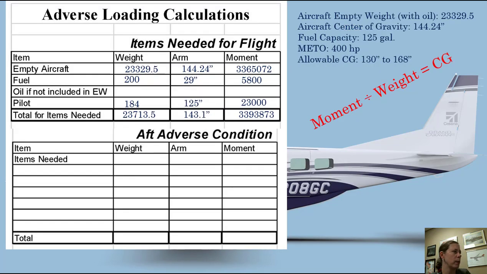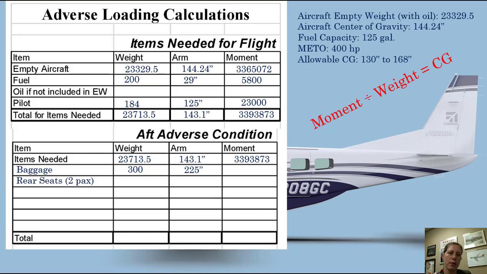Let's go back to our form. So the items needed for flight, nothing has changed up there. Nothing at all. We still have our empty aircraft. We still have our fuel. We still have our pilot. So that's fine. No problem with that. I'm going to transfer those items down to our items needed. Okay, so we take those things down. Now we're going to list our maximum loaded aft items. Start with our baggage. So we put our baggage in here. Remember, it was 300 pounds and it's located at 225 inches arm.